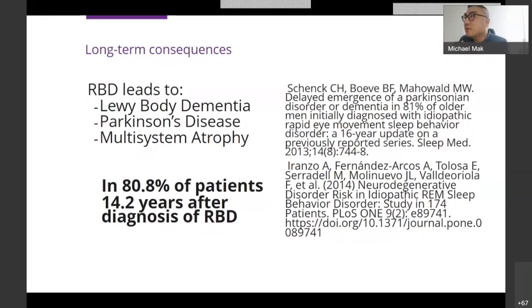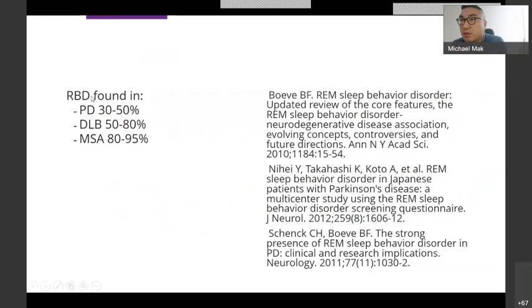This acting out of dreams seems to be a precursor to development of Parkinson's disease, Lewy body dementia, and multiple system atrophy. And in studies out of a group at the University of Minnesota, where they were the first folks to see these patients, 81% developed Lewy body dementia, Parkinson's disease, or multiple system atrophy after about 14 years of having the dream enactment behavior. And cross-sectionally, acting out of dreams can be found in up to half of folks with Parkinson's disease, up to 80% in people with Lewy body dementia, and up to 95% of people with multiple system atrophy.